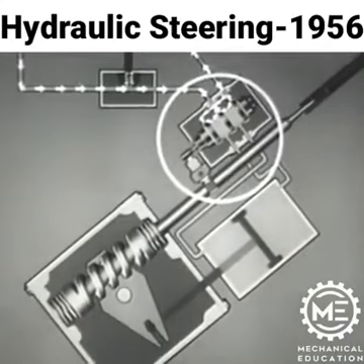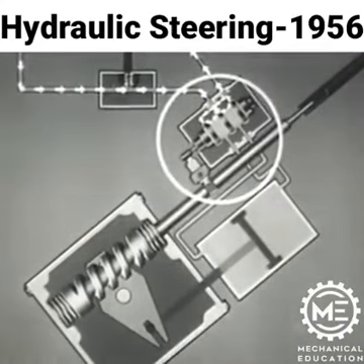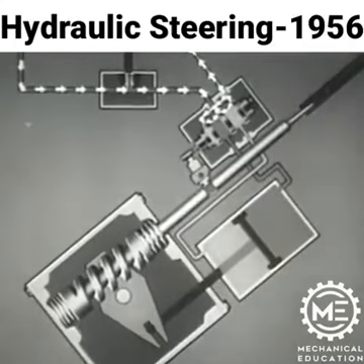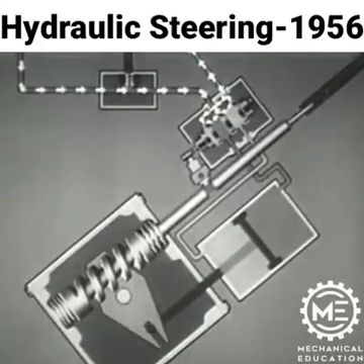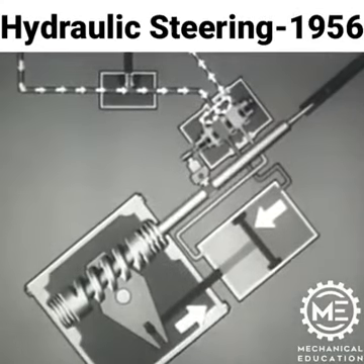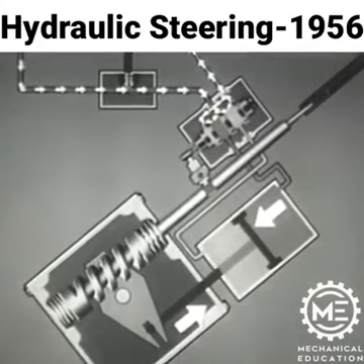The movement of the cam actuates the control valve, which in turn directs increased pressure to one side of the piston. This increased pressure will be equal to the shock received by the front wheel, causing the front wheels to remain in a straight-ahead position.